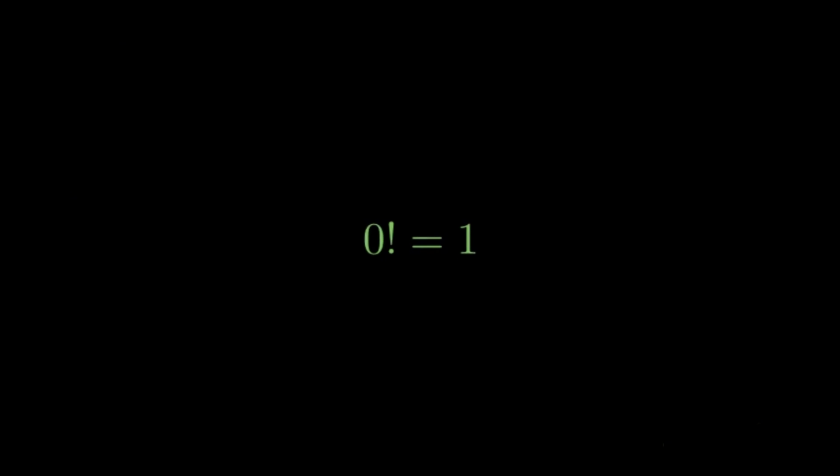This result is not just a mathematical convention. It's a logical consequence that maintains consistency in factorial calculations and formulas. For example, in combination formulas where factorials appear in denominators, having 0 factorial equal to 1 prevents division by 0 errors. We've shown that 0 factorial equals 1 using two methods, pattern recognition and the recursive definition of factorials. Both approaches lead to the same conclusion, giving us confidence in our answer.